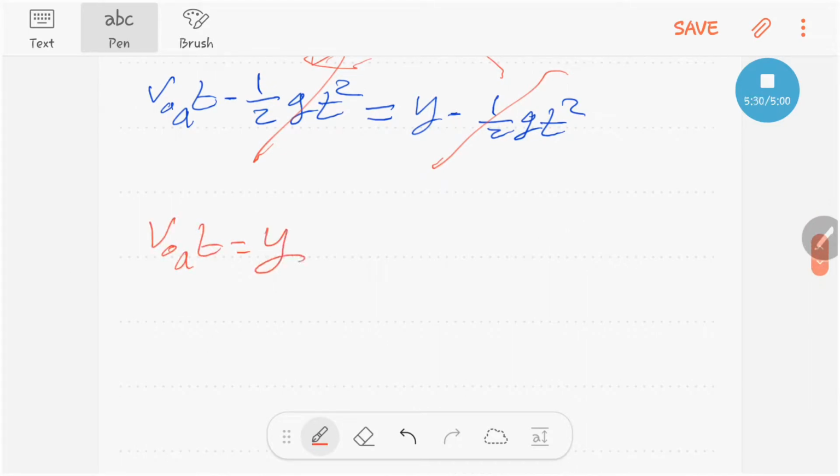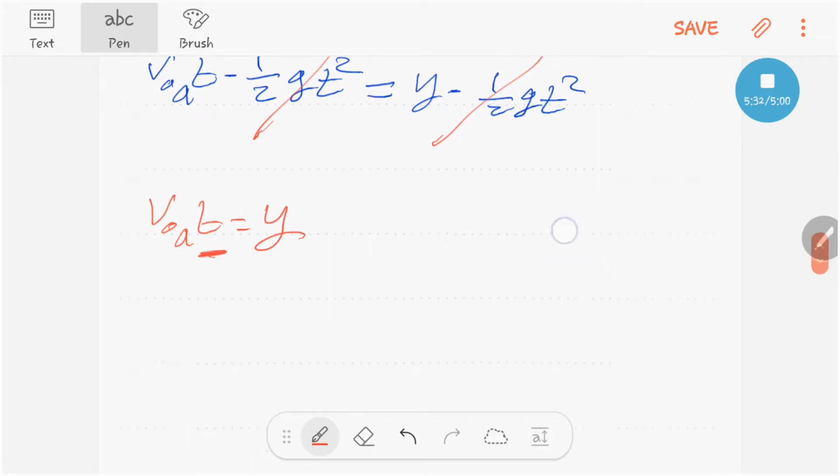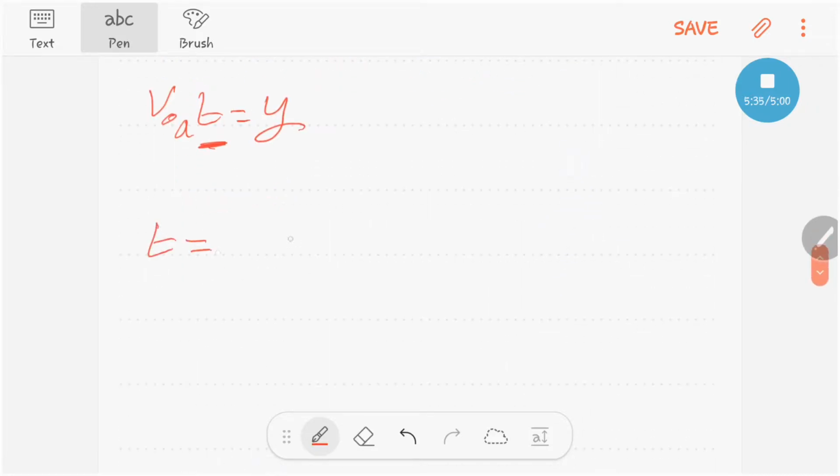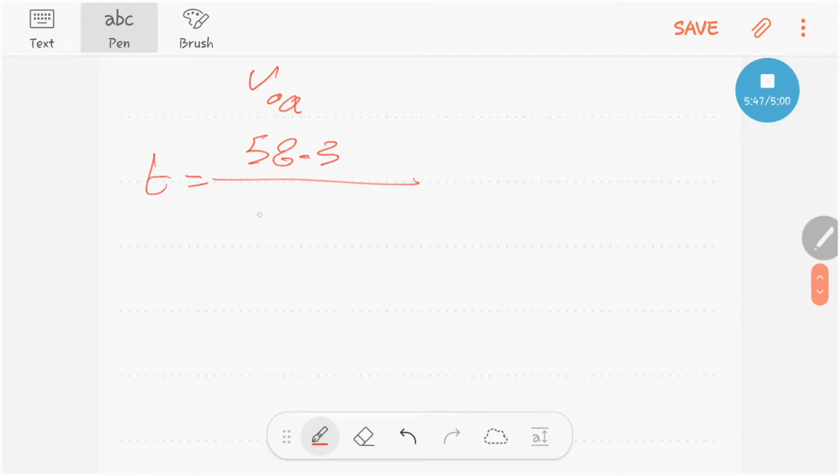So to calculate the total time, t equals y over v naught a. T equals, y is 58.3, the y for the watermelon, over the velocity of the arrow, which is 25.1. By the calculator, the total time for the arrow and the watermelon to collide is 2.3 seconds.